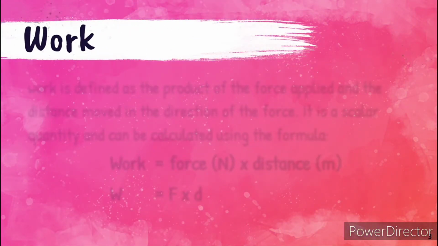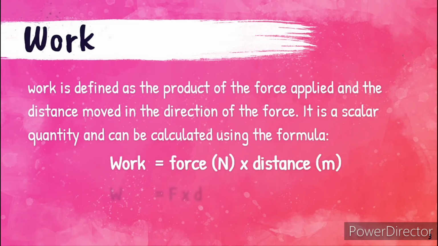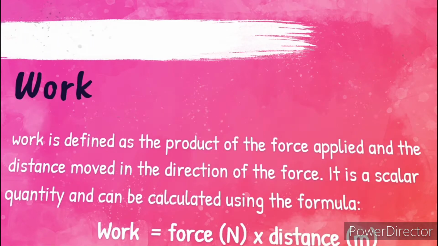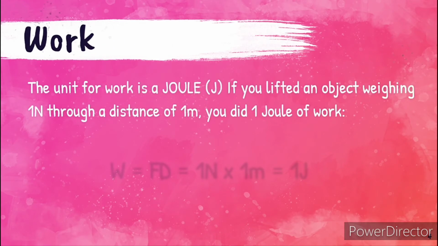First, let's define what work is. Work is defined as the product of the force applied and the distance moved in the direction of the force. It is a scalar quantity and can be calculated using a formula. Our formula in finding work is equal to force, represented in newtons, times distance in meters. In our symbol, W is equal to F times D. Since it's a product, we multiply them. Take note also that the unit for work is the joule, or letter J.